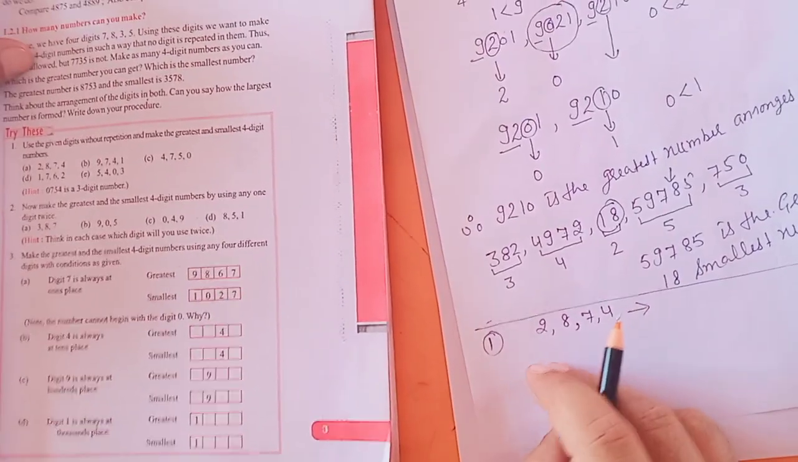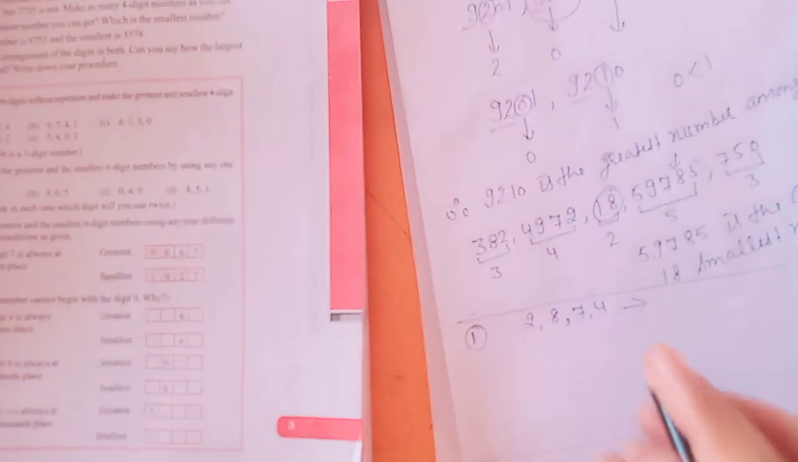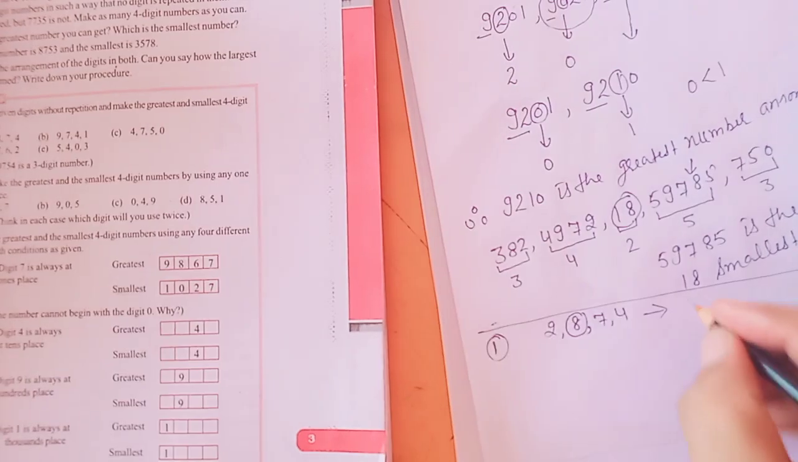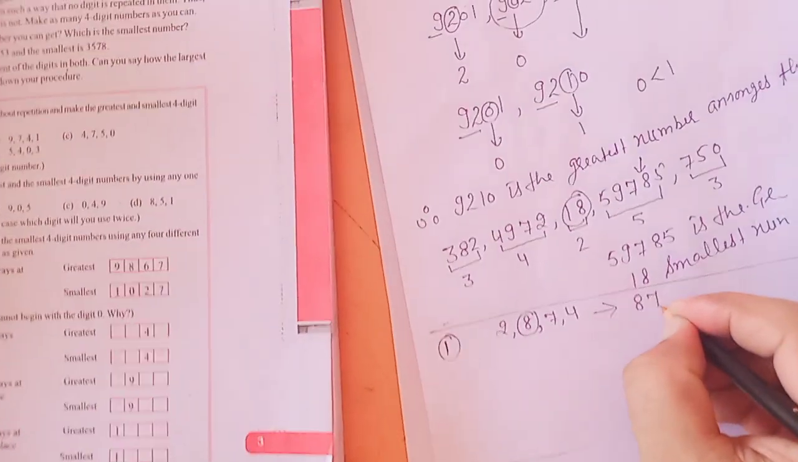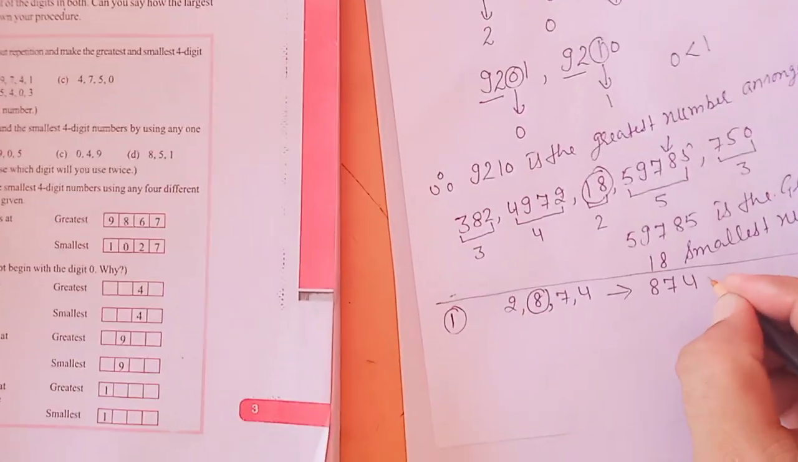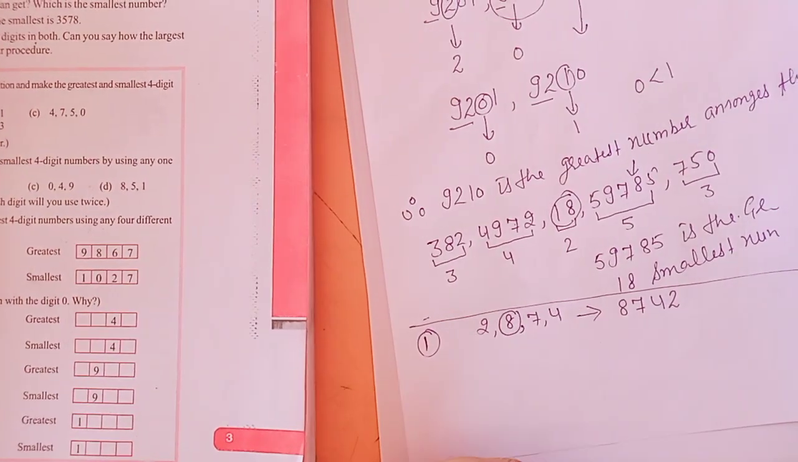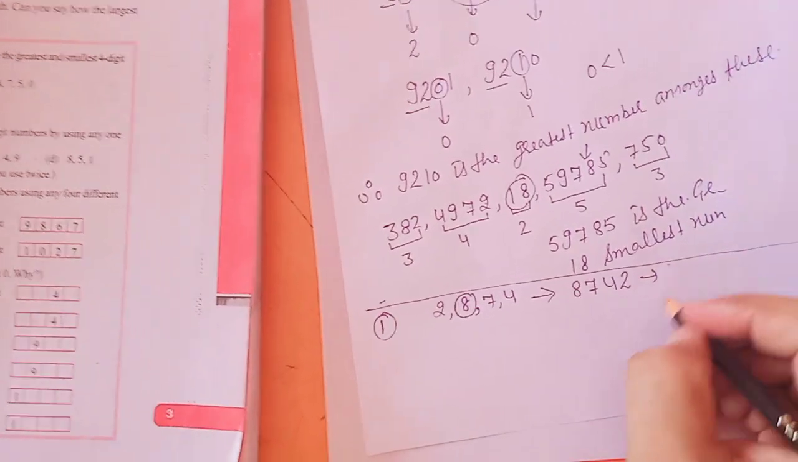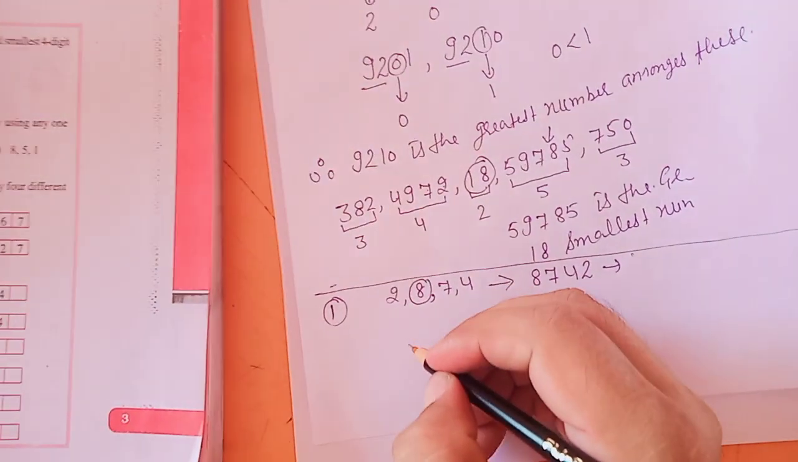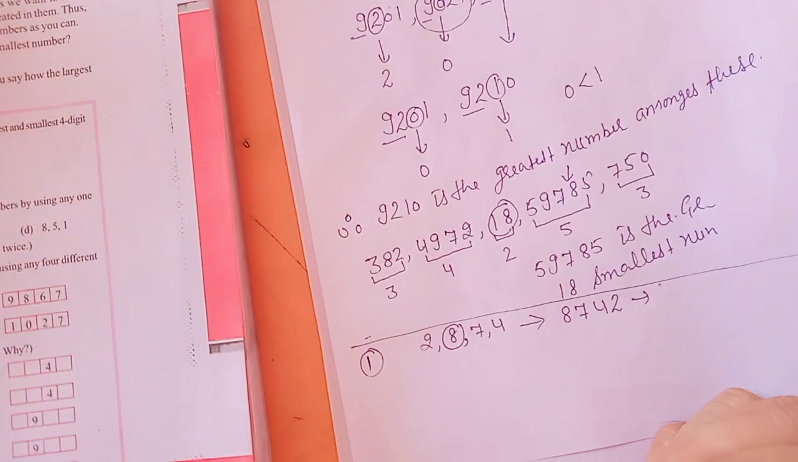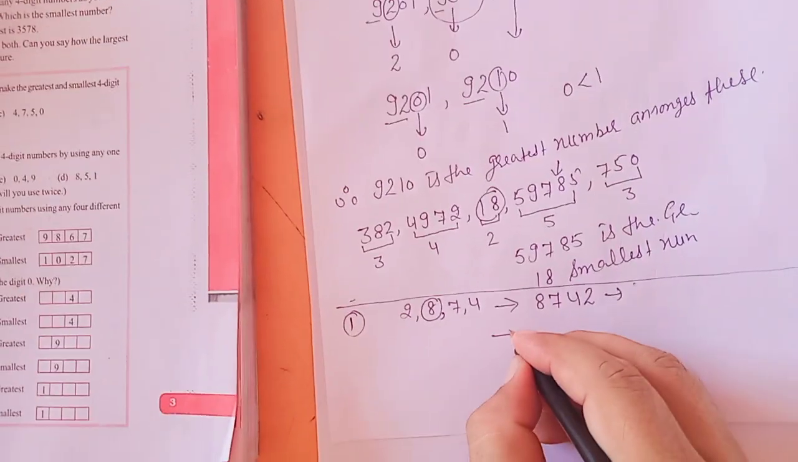To write the greatest number, you have to check which digit is greatest. Look here, 8. After 8 what's coming? 7. After that 4 and then 2. This is the greatest number by using these digits without the repetition of the digits. Smallest, reverse of it.